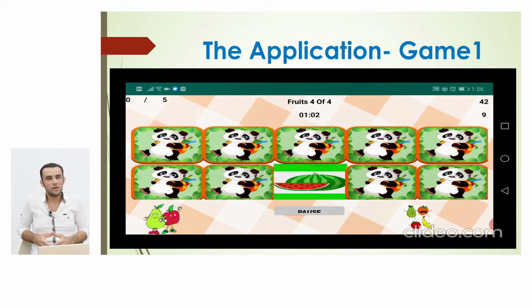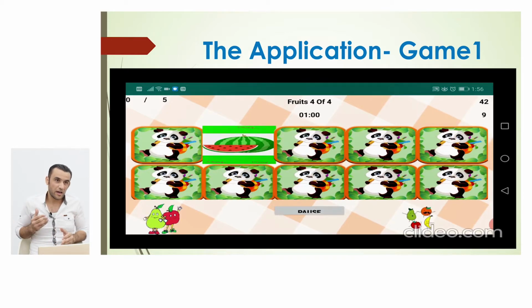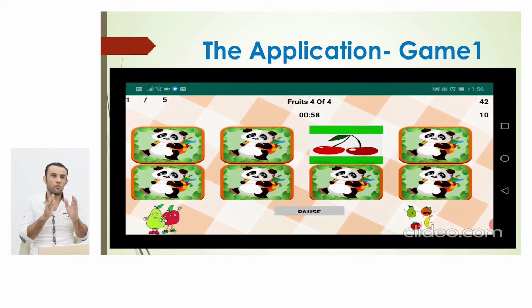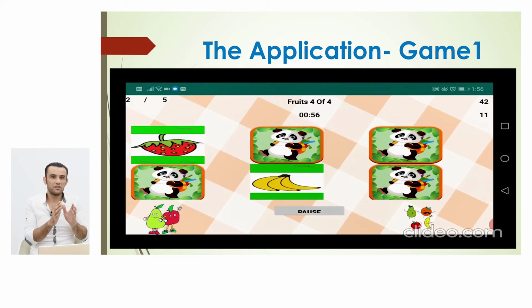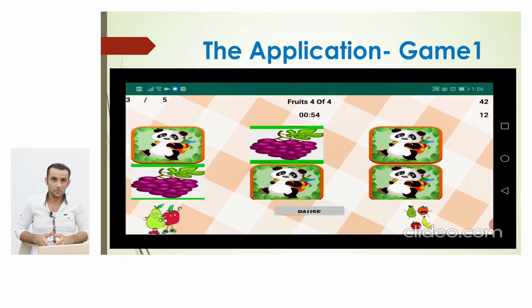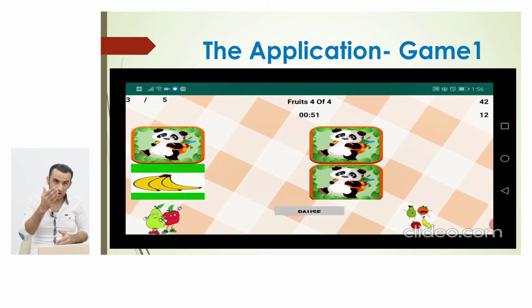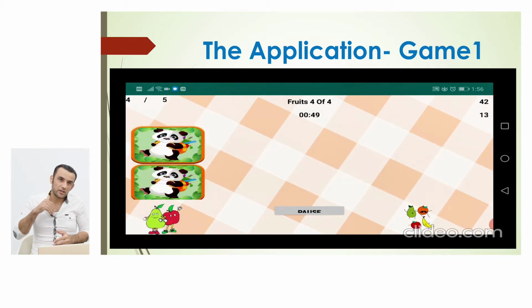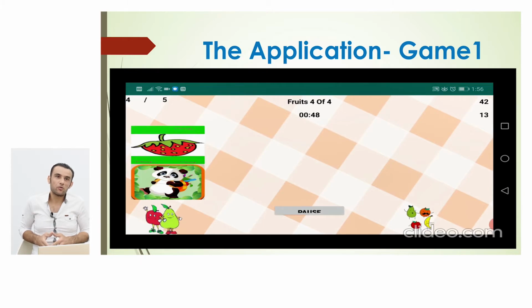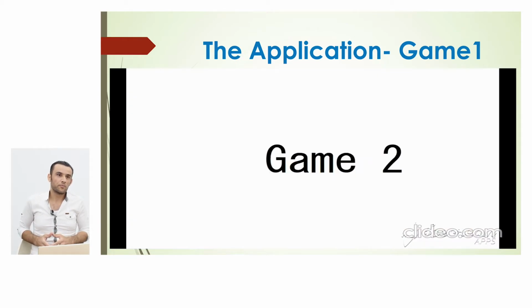So also we have time limits. This is one of the elements of gamification. We have 1 minute and 30 seconds. Within this time, if the child finishes, these temporary points, which are now 12, will be added to the total points, which are until now 42. Now the second game.